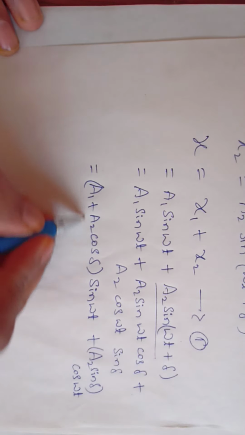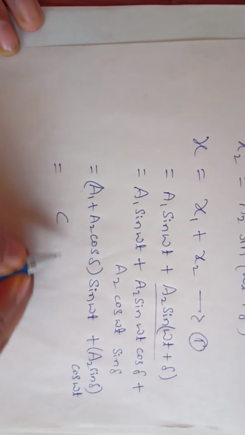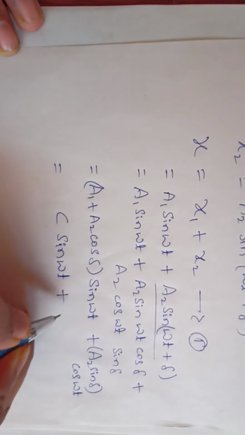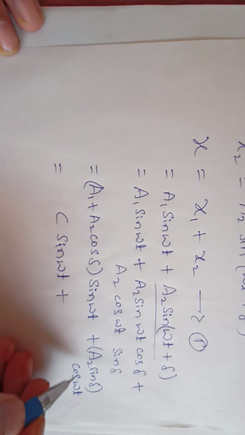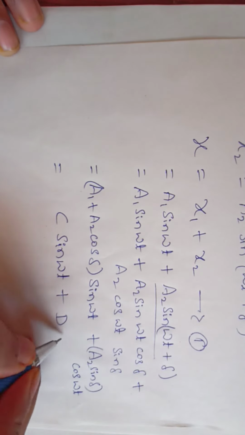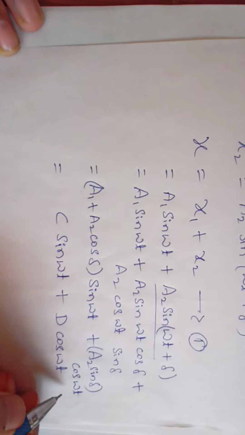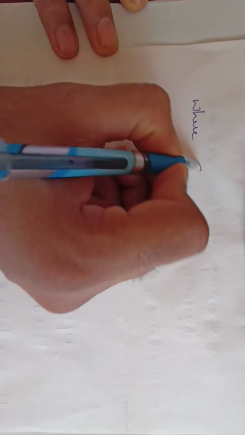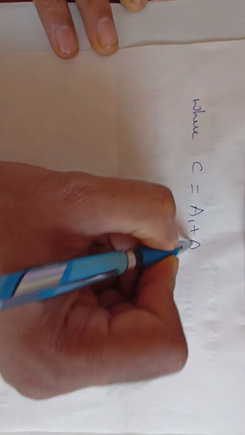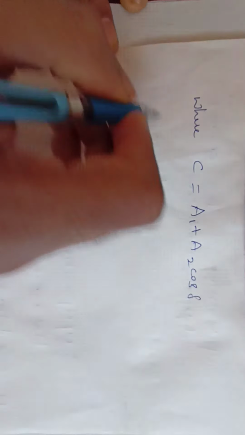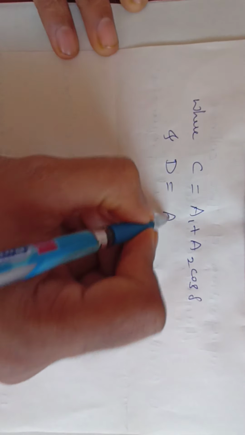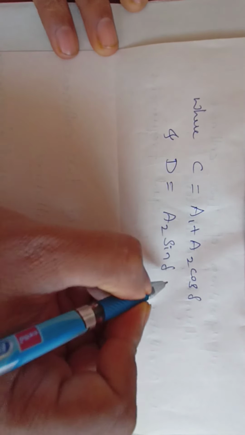Now consider this part as C, so C sin omega t, plus consider this a2 sin delta as D, so D cos omega t. Call this equation number 2, where C is a1 plus a2 cos delta and D is a2 sin delta.